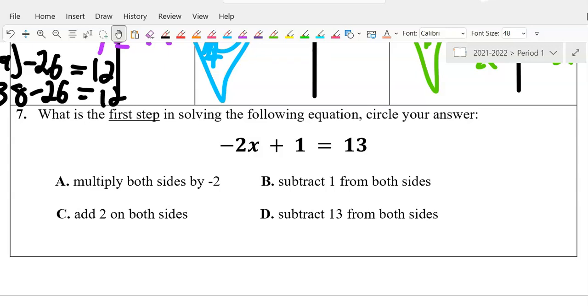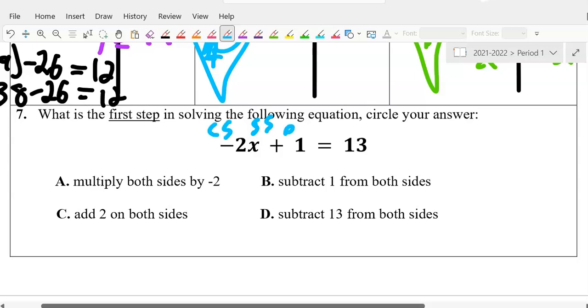Okay, so this one you don't even need to solve the whole thing. It's just asking you what is your first step. All right, how would you do this? So we do superstar, co-star, extra. Okay, what color do you want to use? Blue. Okay, superstar. Superstar is x. Co-star, negative 2. Extra, 1. Okay, good. Minus 1 on both sides. So what's our answer? B, subtract 1 on both sides. All right, are we done? Yes.